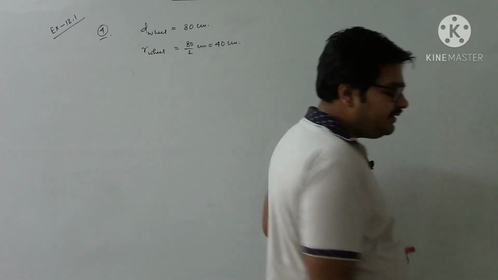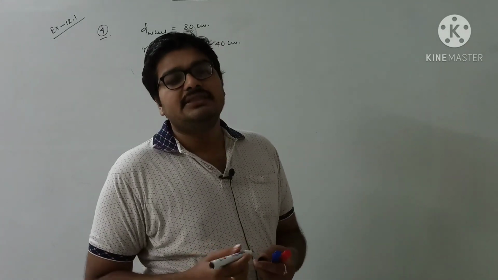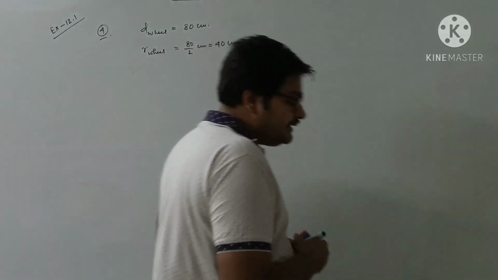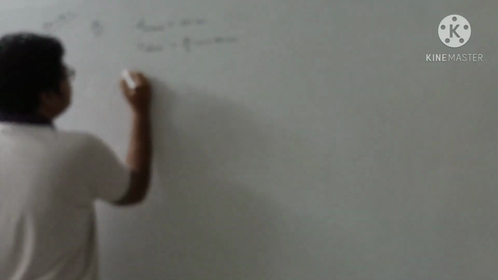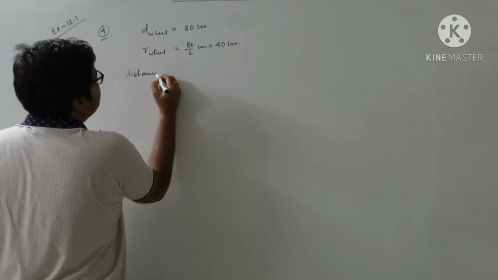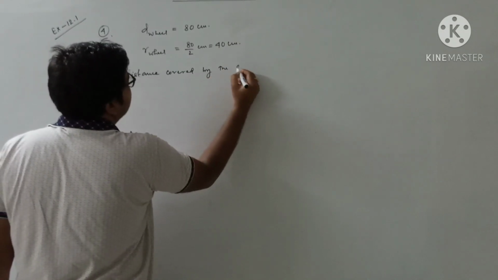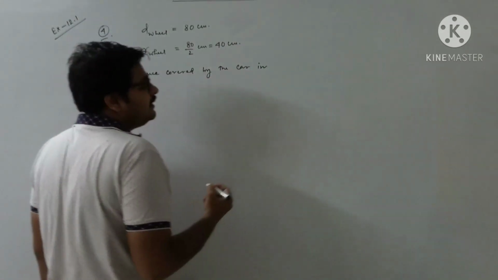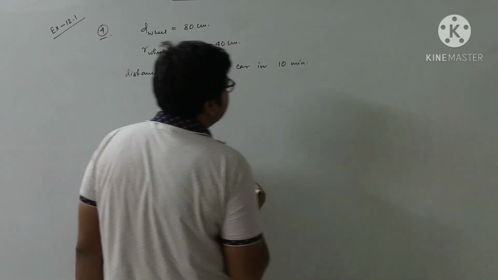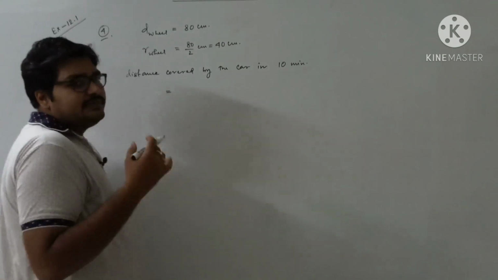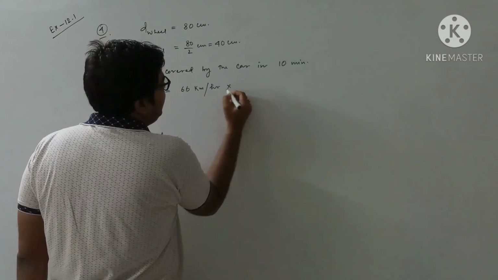See, the speed of the car is given and the time of traveling is given, so I can find out how much distance it has covered. So the distance covered by the car in 10 minutes. What is the formula? Distance equals speed into time. The speed is 66 km per hour and the time is 10 minutes.